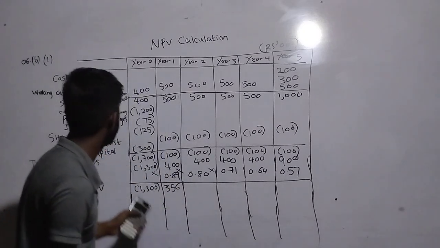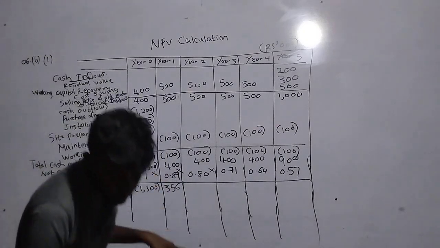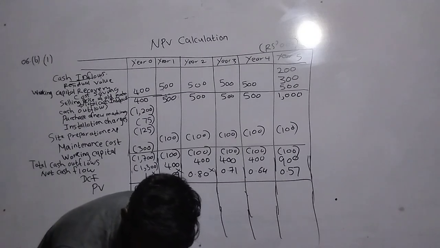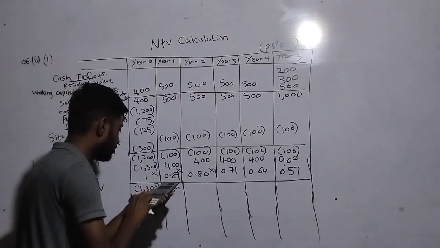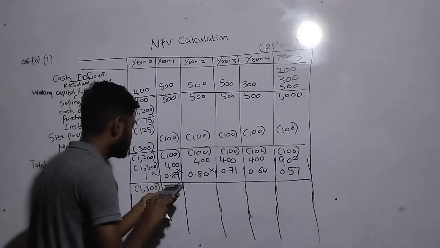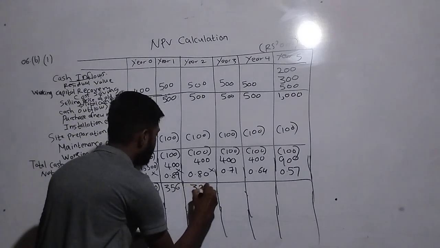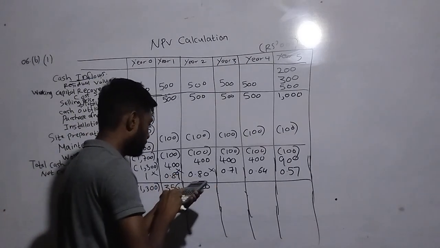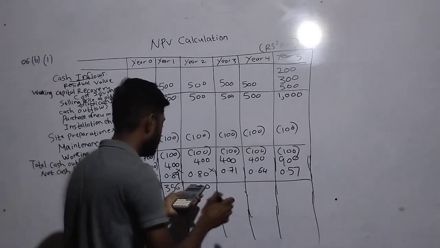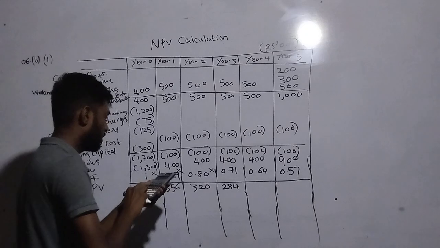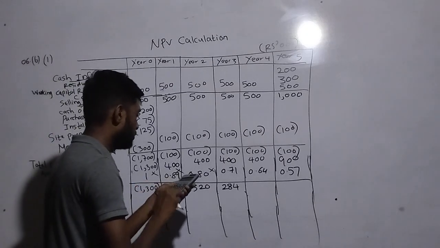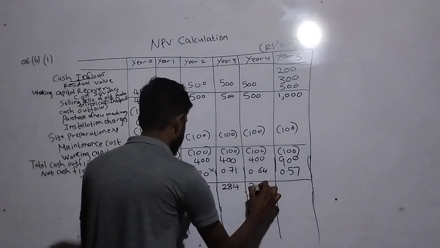Now here, yes, 400. Yes, 356. Then here 400 into 0.80, that is going to give you 320. Then here 400 into 0.71, the present value is going to give you 284. Now 400 into 0.64, the present value is going to give you 256.